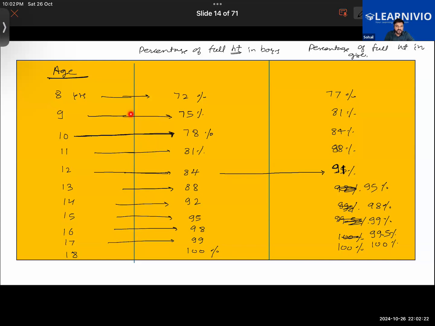So say this is a chart given. This chart is based on certain studies. If someone is at an age of 8 years, for example a boy of 8 years old, only 72% of his height has grown. Only 72% of the height.